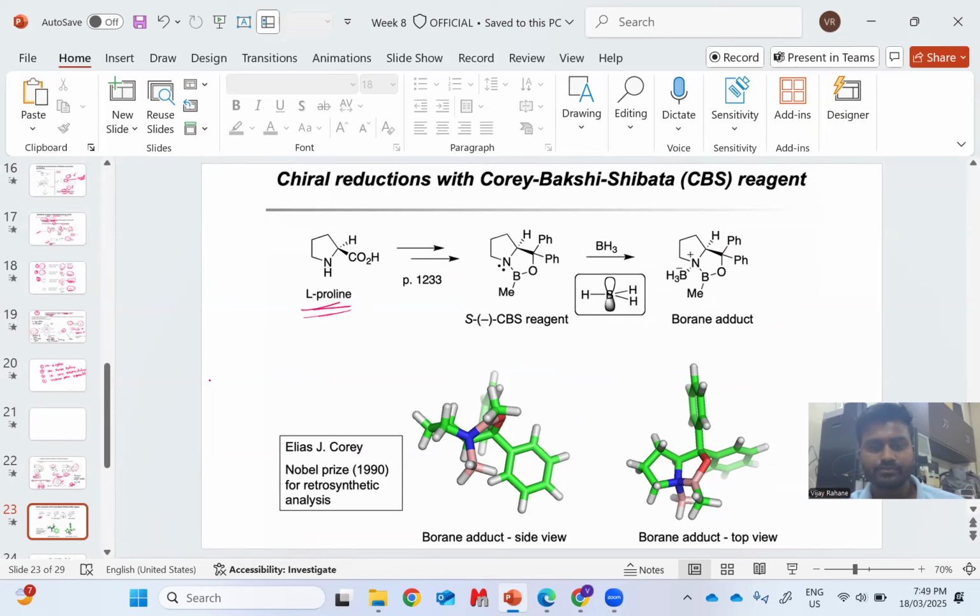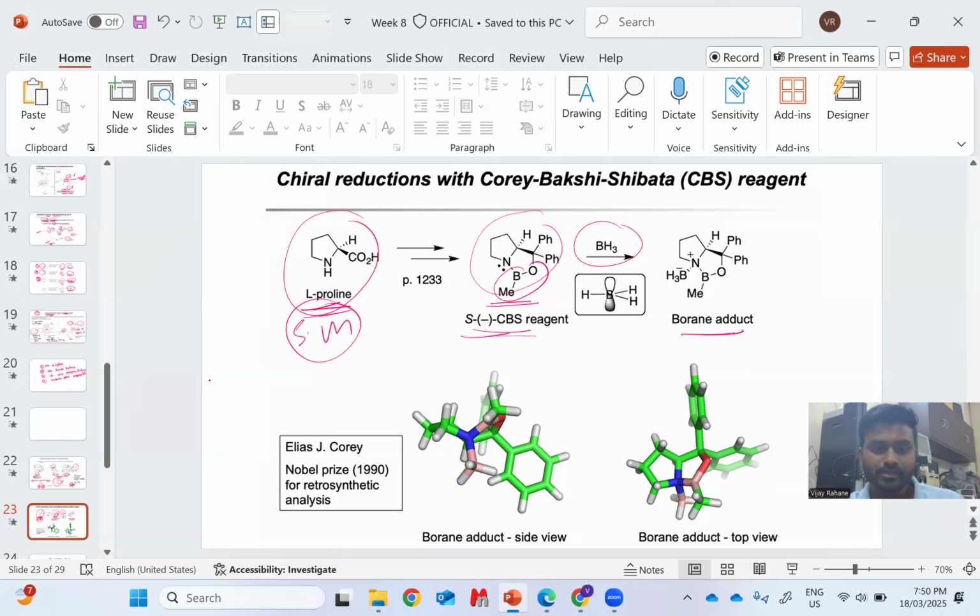After a few steps, L-proline can get converted into this boron intermediate. So the starting material is obviously L-proline, and upon reaction after a few steps we get the CBS reagent. When this CBS reagent reacts with BH3, it forms the boron adduct, and this boron adduct is responsible for the asymmetric reduction of carbonyl compounds.